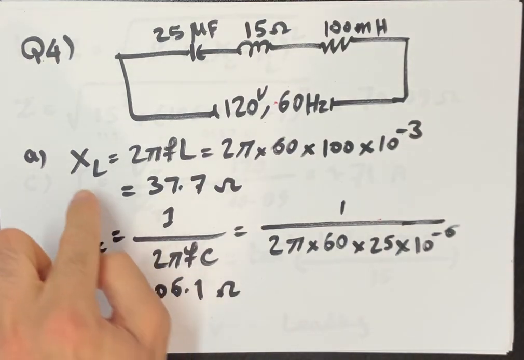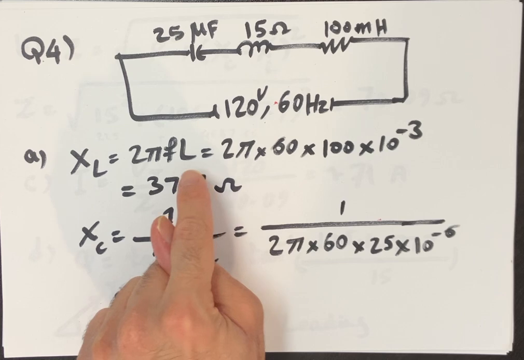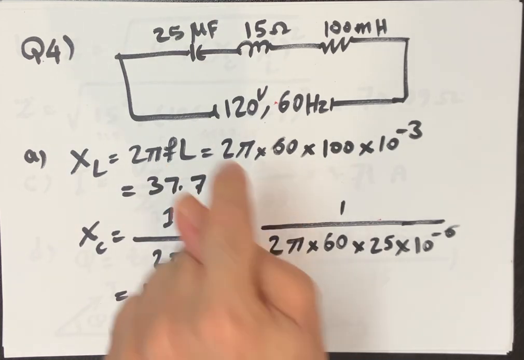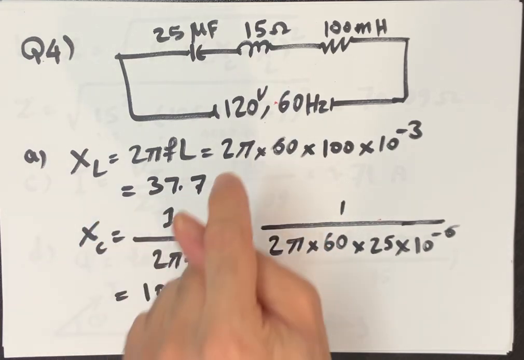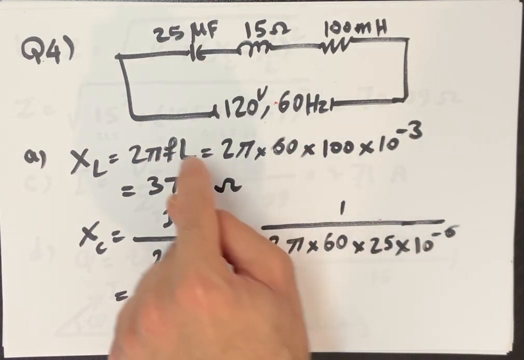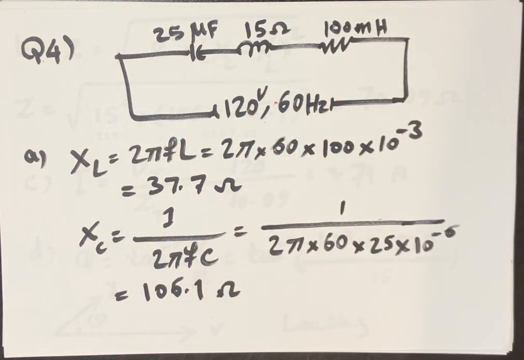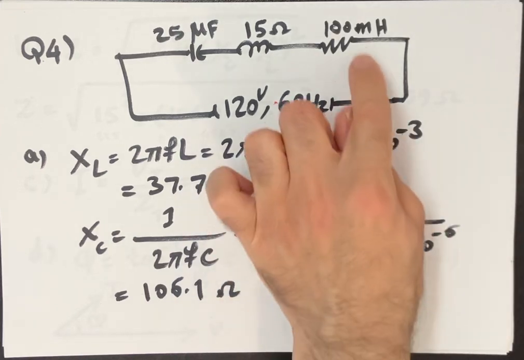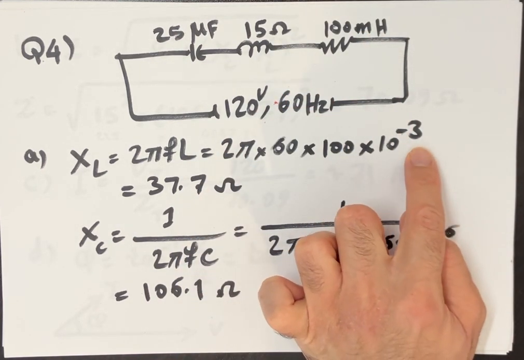And so inductive reactance equals 2 pi FL. Pay attention here. Sometimes F of frequency is 50 Hertz, sometimes it's 60 Hertz. Here it was 60 Hertz. So you need to replace F by 60. L is given 100 millihenry. Another thing that you need to pay attention to is the unit of measurement. This is millihenry. So you need to multiply by 10 to the power -3.